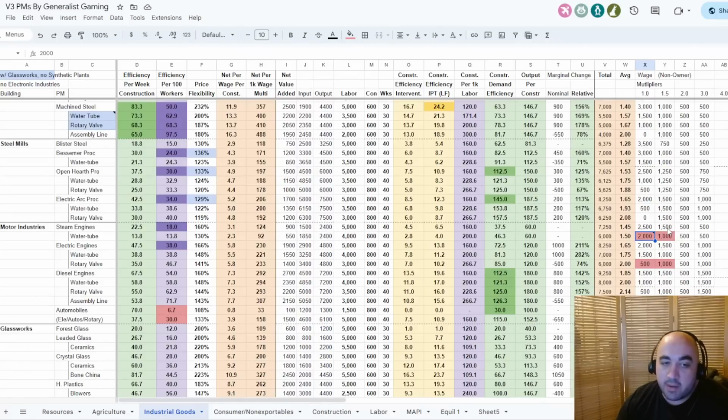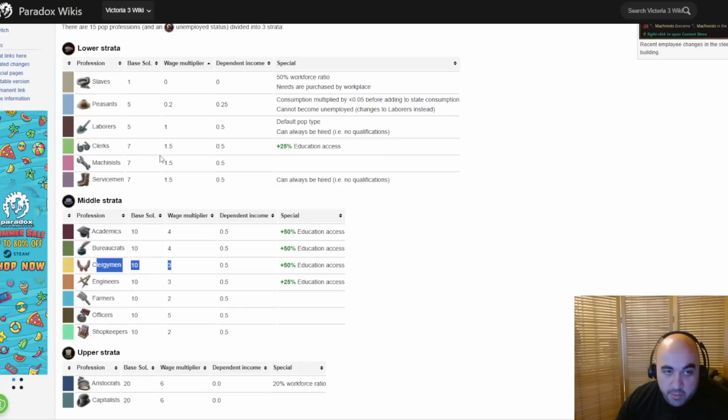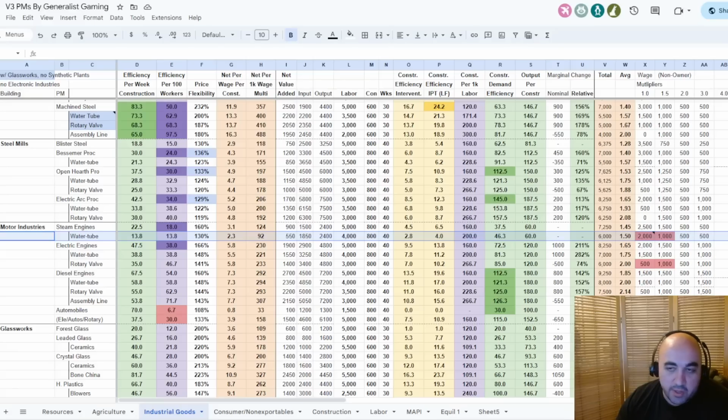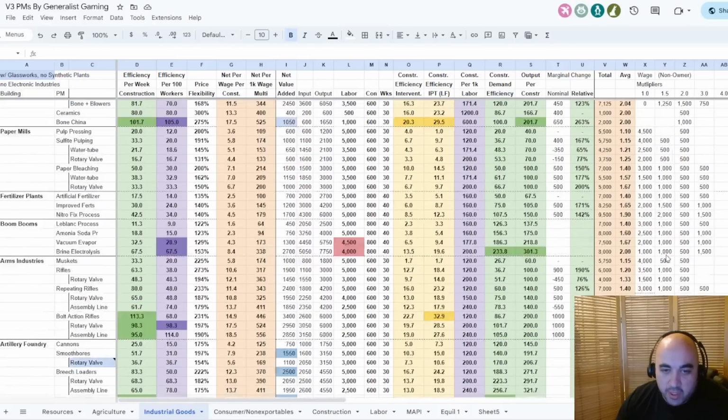We also see here, in the motor industries, it's one of the very few labor-saving PMs, in the case of water tube, if we highlight that, where it decreases the number of not just laborers, but also machinists. I think that's machinists. Yeah, engineers is 3, machinists is 1.5. There's a couple other professions that give a 1.5 wage multiplier. Clerks also do, and servicemen, but you can generally infer which of the things is going to be on the 1.5. And so that was a little bit interesting.